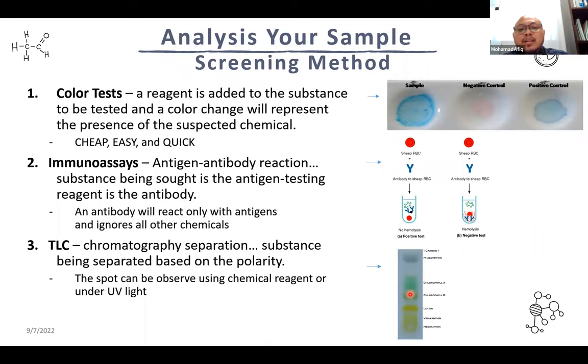The important thing about the screening method is you want to understand where it can be used or where it cannot be used. What are the disadvantages? What are the advantages? How can it be utilized to help forensic investigation, or analysis of chemicals? Is there any question?